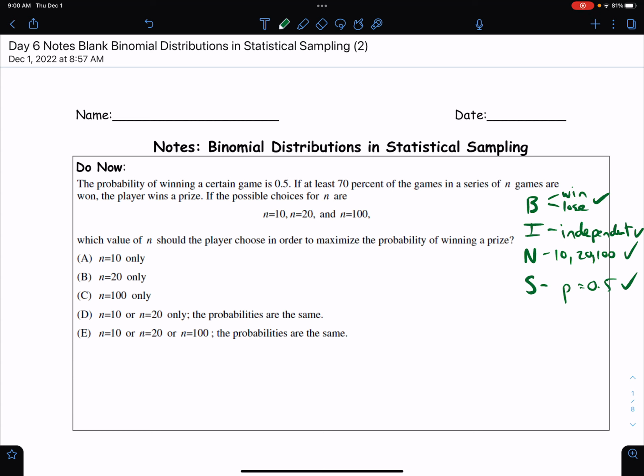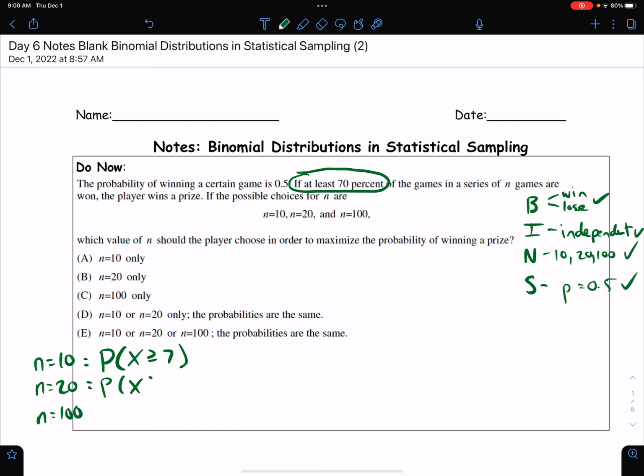So we're going to want to use our binomial distribution. So they give us three options. They give us the option of N equals 10. They say N equals 20. Or N equals 100, and you want to see what number we should use to maximize the probability of winning the prize. So, bear in mind, we have to win at least 70% of the games. So, 70% of 10 would be 7. So, we want to find the probability that X is greater than or equal to 7, because at least 70%. And for 20, it would be X is greater than or equal to 14. And for 100, it would be X is greater than or equal to 70.